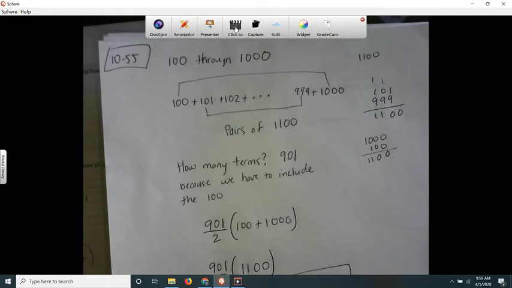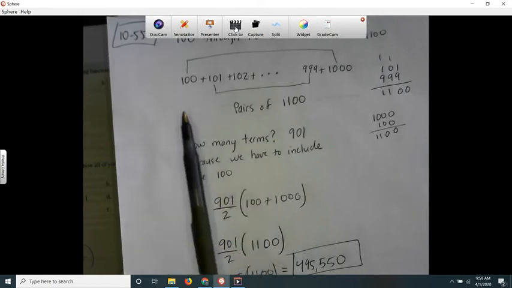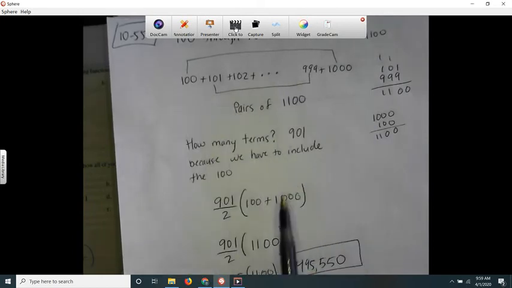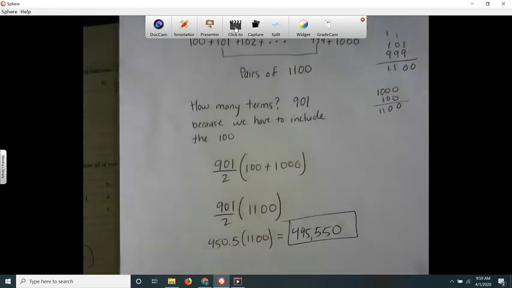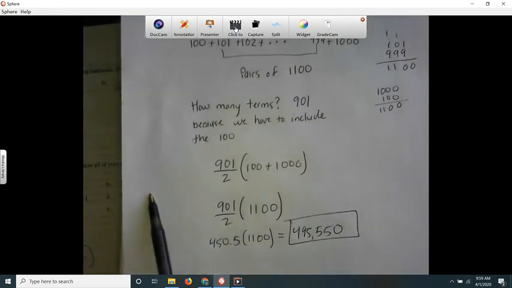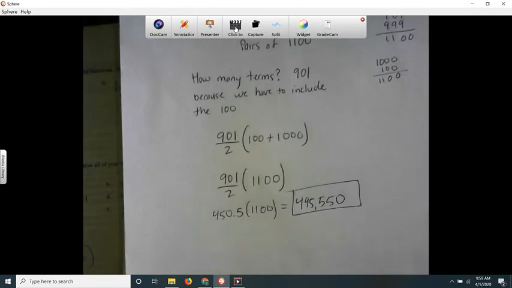So then I'm just going to use my little formula. My formula is, this gives me how many pairs there are. If there's 901 terms, then when they pair up, there'd be like 450 and a half terms, if that makes any sense. And then each pair, we know it's the first plus the last, so adds up to 1,100, and if you multiply them together, you get this answer.